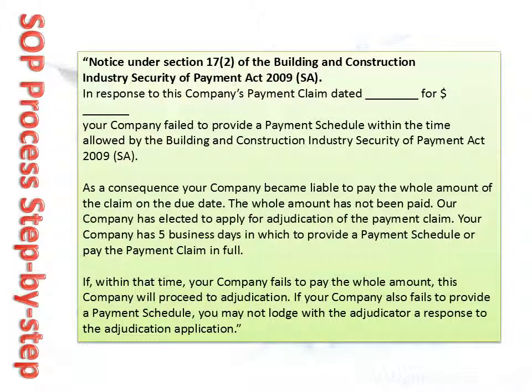If a payment schedule is not served, the amount of the payment claim becomes due and payable, interest applies, and the contractor may issue a notice to stop work, or in some jurisdictions place a lien over the work goods. The contractor has three options: go to court, do nothing, or go to adjudication.